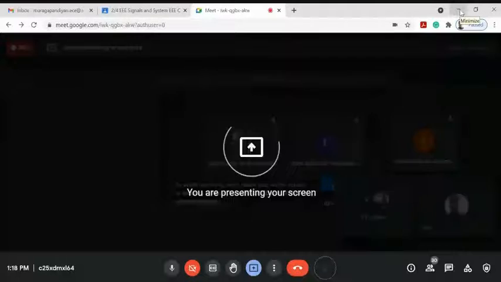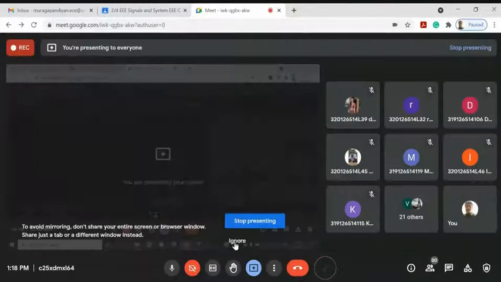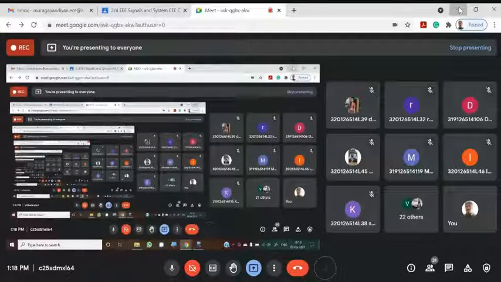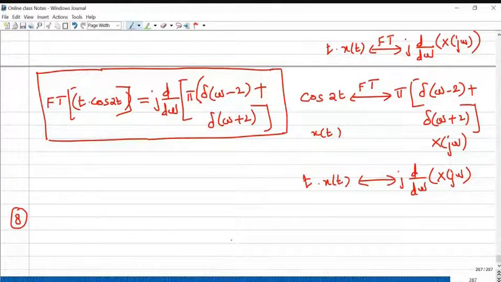So differentiation in frequency domain and some examples using that property. Next property. Next property number 8. Time integration property.